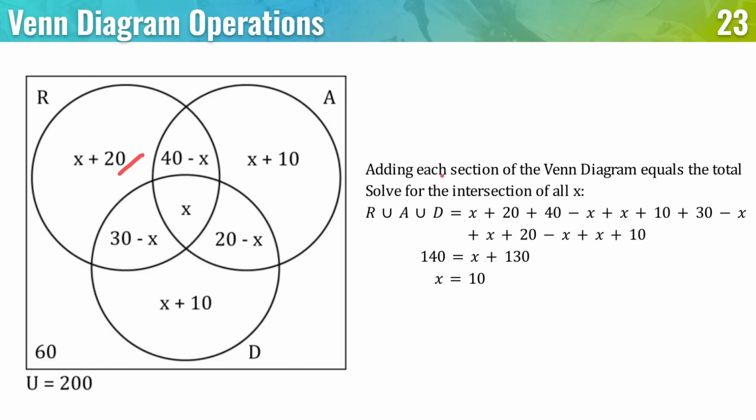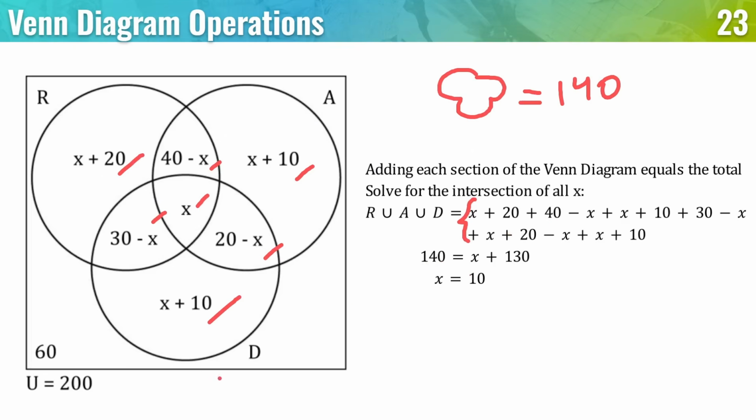Next, we have the other areas. So doing the same steps, we get X plus 10 and X plus 10 for A only and D only. So now we have to add each section of the Venn diagram to equal the total. So we know that all of this is equal to 140. So by adding these three plus everything else inside here, we can equal it to 140.